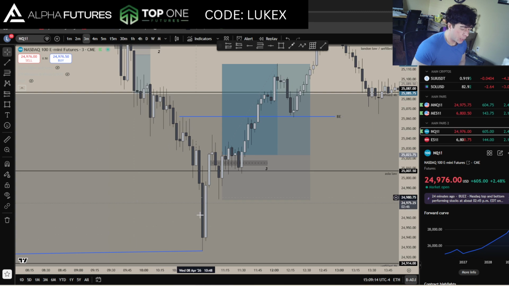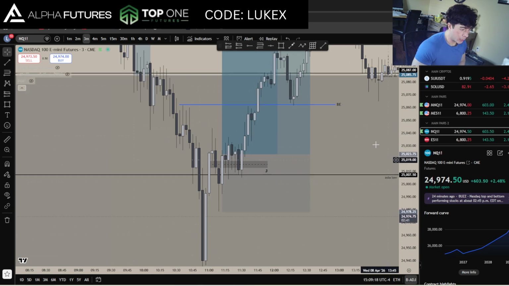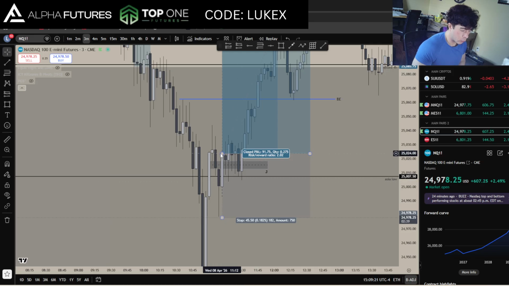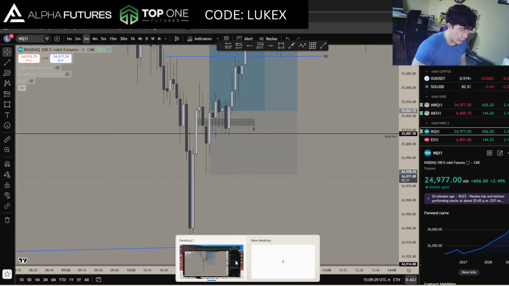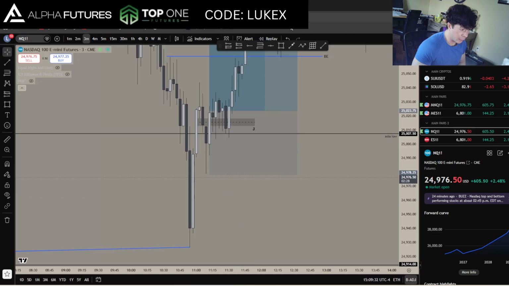So again, SMT, we're delivering off a 4-hour gap. We're expecting out of a 3-minute bullish gap. We get a 3-minute inversion to the upside. So this is where I take my entry. I get filled at 25,023. Stop below the 3-minute wick there, because at this point, if price is going to come down there, it's probably just going to keep dumping, but we should be good if it continues from here.